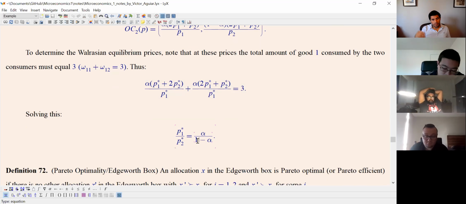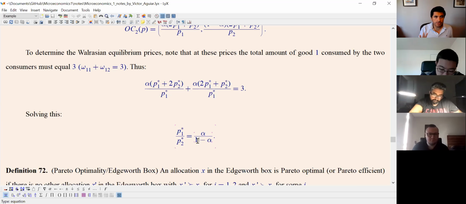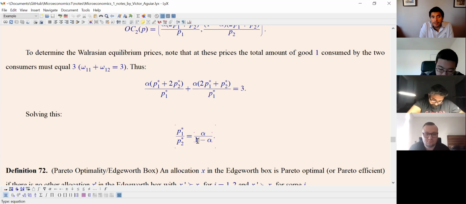And so this was in the previous lecture note as well. In this particular case, and this is very special for Cobb-Douglas utilities, you get not only existence of a Walrasian price equilibrium, but also you get uniqueness, okay? And now look at the price.